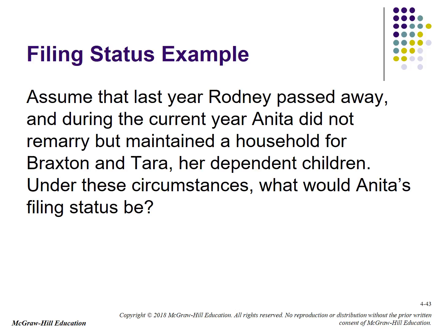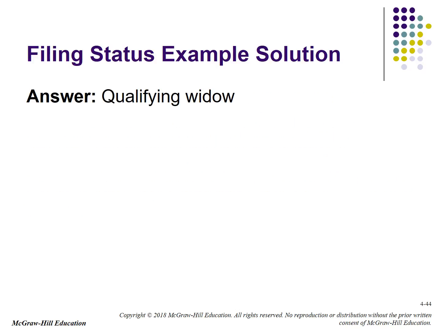So let's take a look. Assume that last year Rodney passed away. During the current year, Anita did not remarry but maintained a household for Braxton and Tara, her dependent children. Under these circumstances, what would Anita's filing status be? Qualifying widow. Remember, he died last year, so she filed a joint return with him last year. This year, she has qualifying children, lived in her home for more than half the year, and she did not remarry, so she files under qualifying widow.